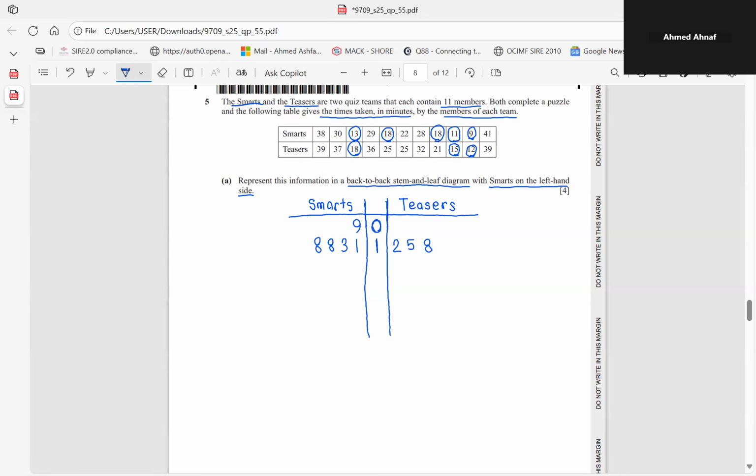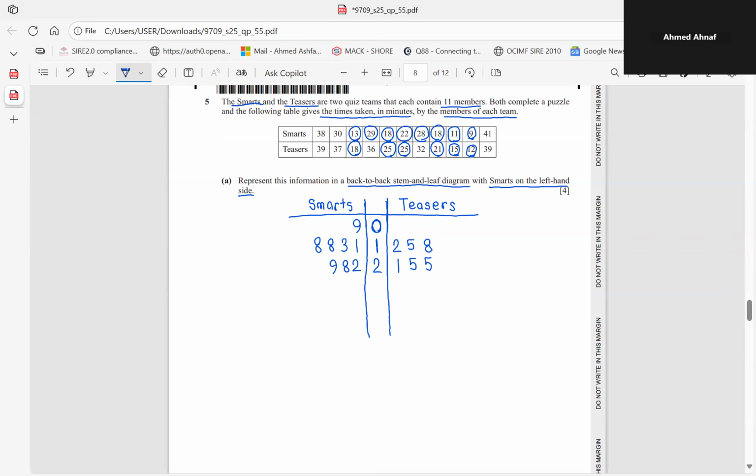Now let's look for the timings where the first digit is 2, for the Smarts first. We've got 22, 28, and 29. So 22, 28, 29. And then for the Teasers, we start with 21 and two 25s. Yeah, that's all. So this is 21, 25, 25.